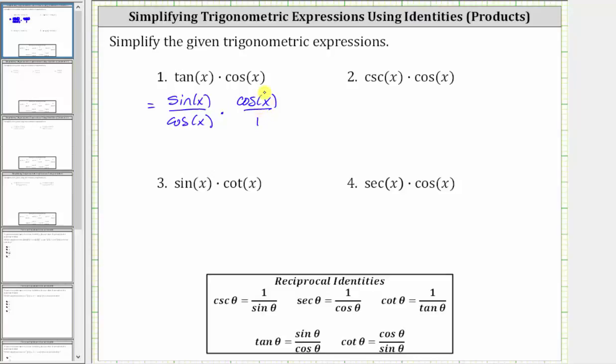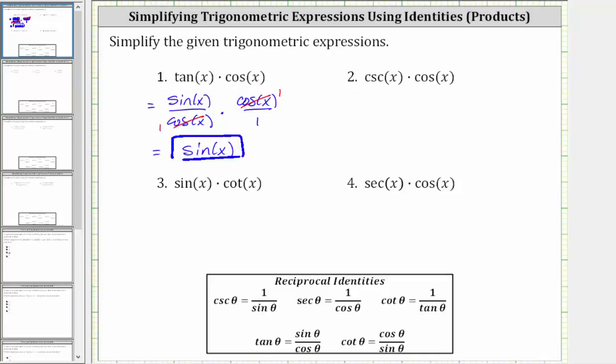And now before multiplying, notice how we can simplify, because there's a common factor of cosine x between the numerator and denominator. There's one cosine x here and here, or cosine x divided by itself simplifies to 1, leaving us with sine x times 1, which is equal to sine x. And therefore tangent x times cosine x simplifies to sine x.